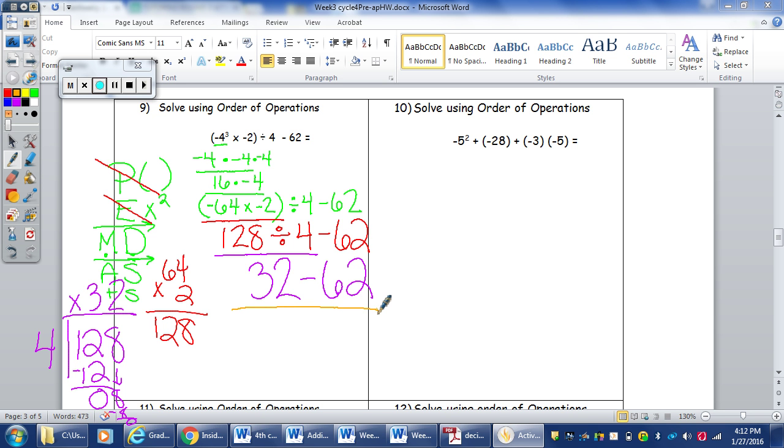So I'm going to use my combining integer rules now, and I see I have a positive 32 with a -62. So there are more negatives than there are positives. So I put a negative, and then 62, because they're opposite signs, I need to make sure that I'm actually subtracting the numbers. And we already know that 62 minus 32 is 30.